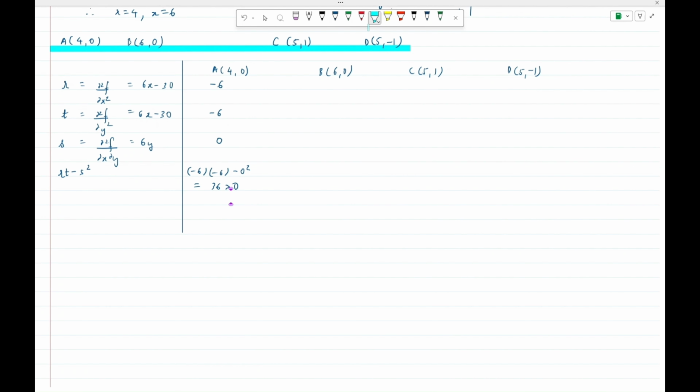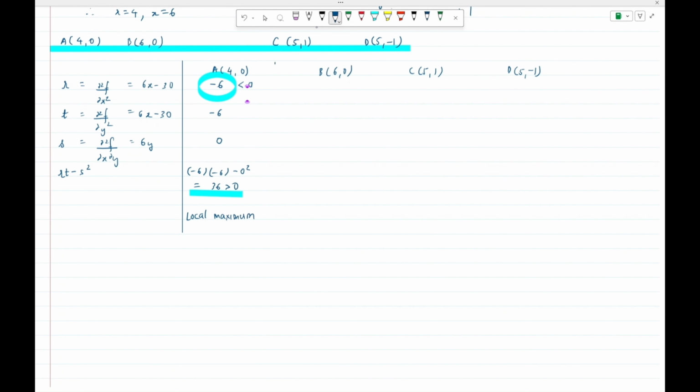Now since RT minus S square is positive, we can have a conclusion that point A is going to be a point either of maxima or of minima. And to decide that, we need to look at the value of R. And since the value of R is negative, we can conclude that point A is a point of local maxima.